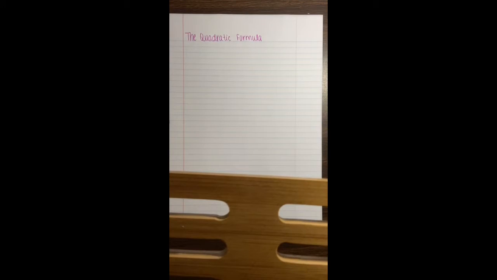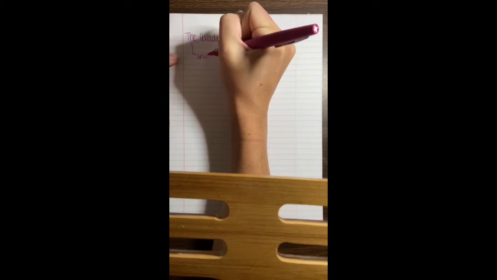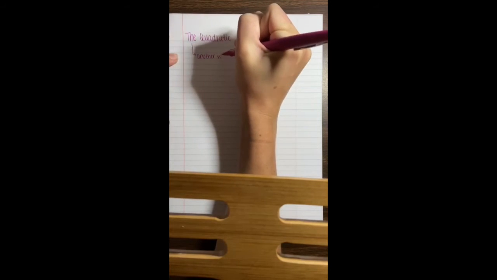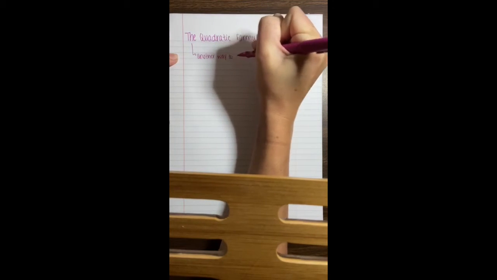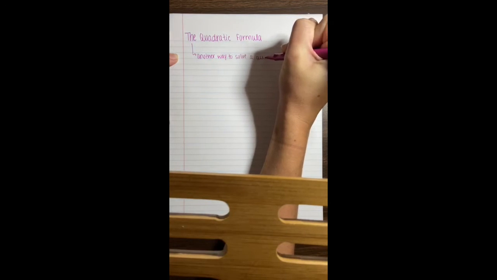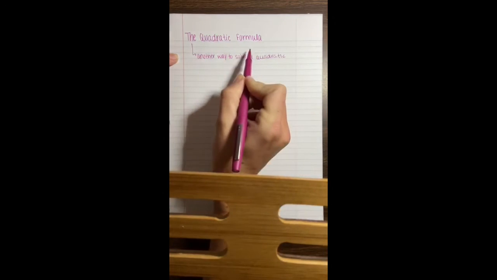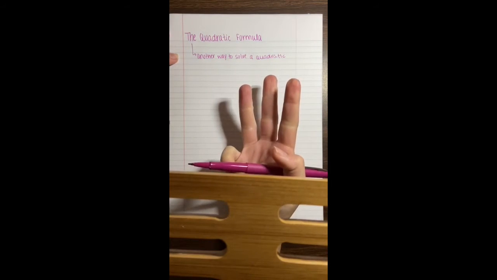Morning guys, today we're going to be talking about our quadratic formula. What the quadratic formula is, is just another way to solve a quadratic, as stated in the name. So we now have three different ways we can solve.